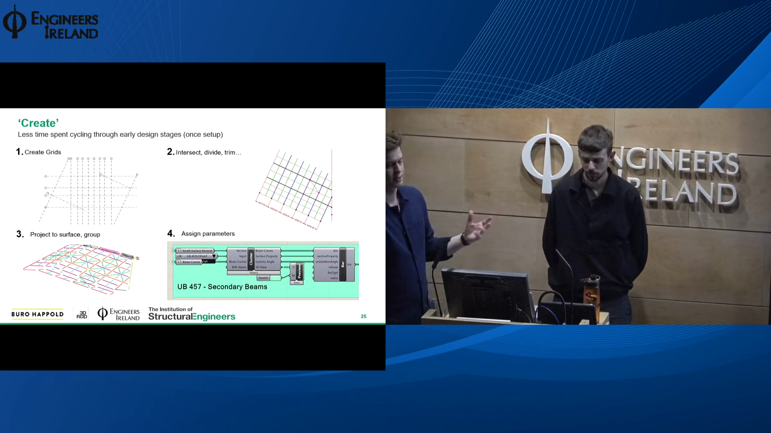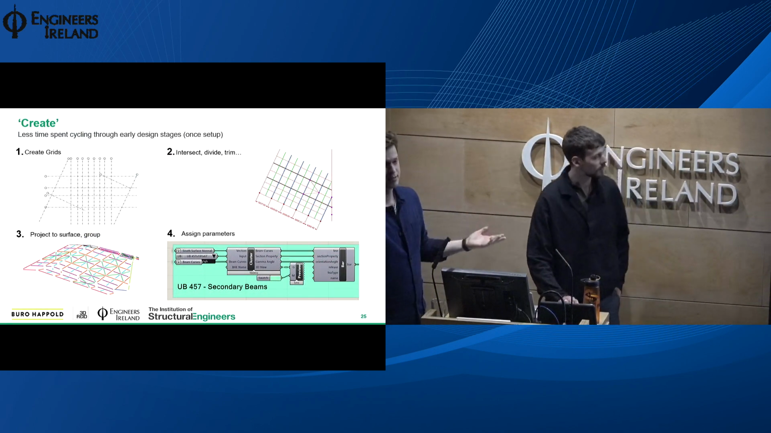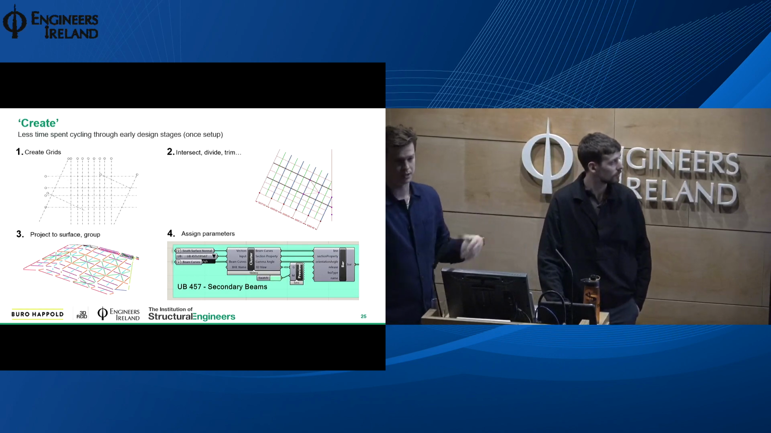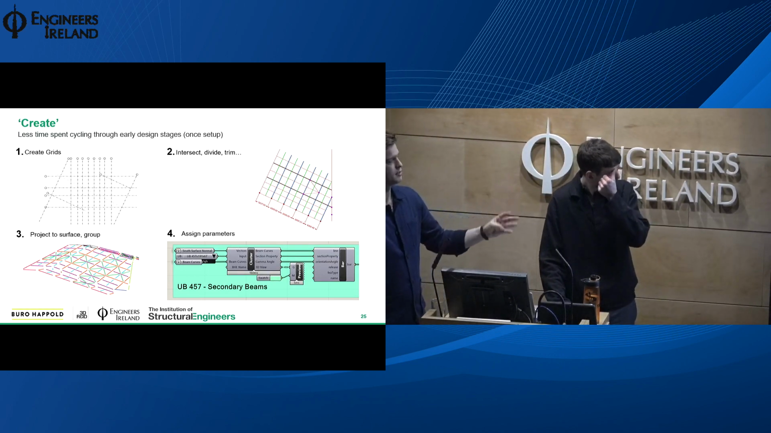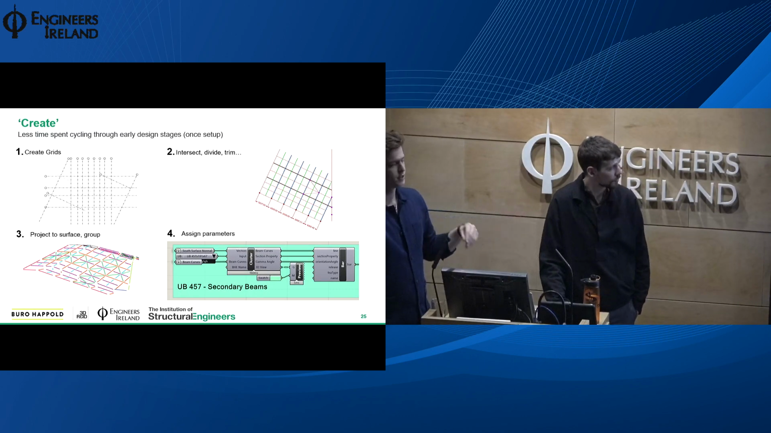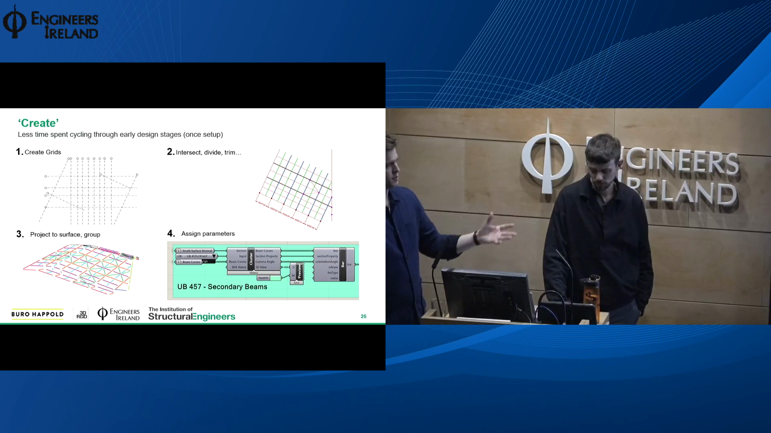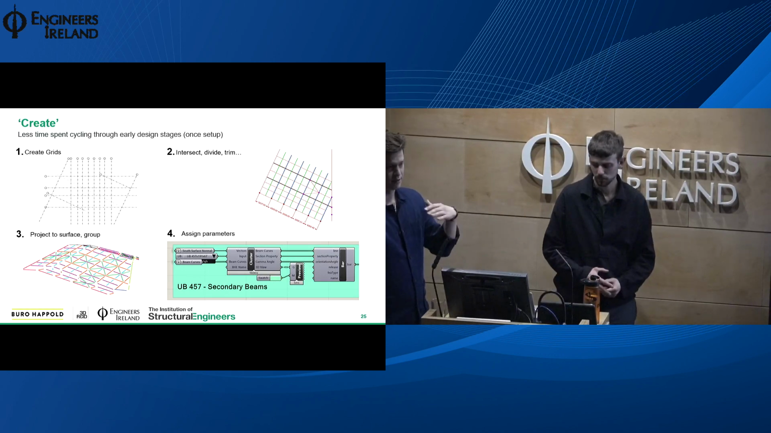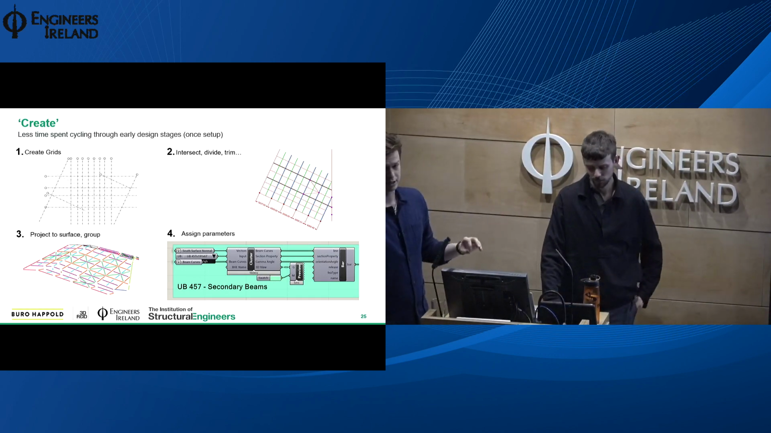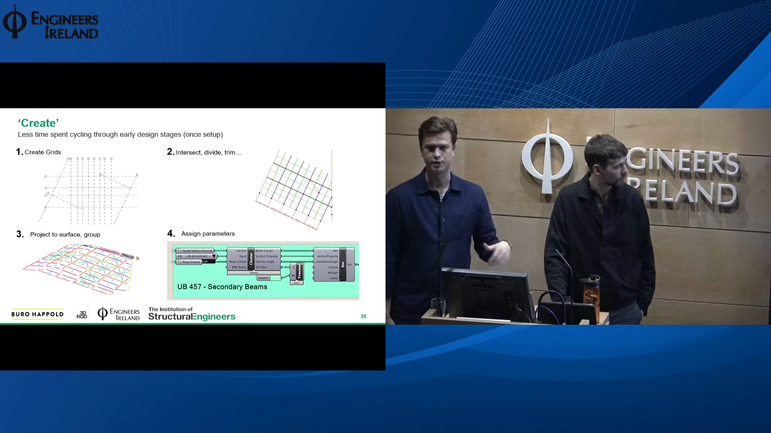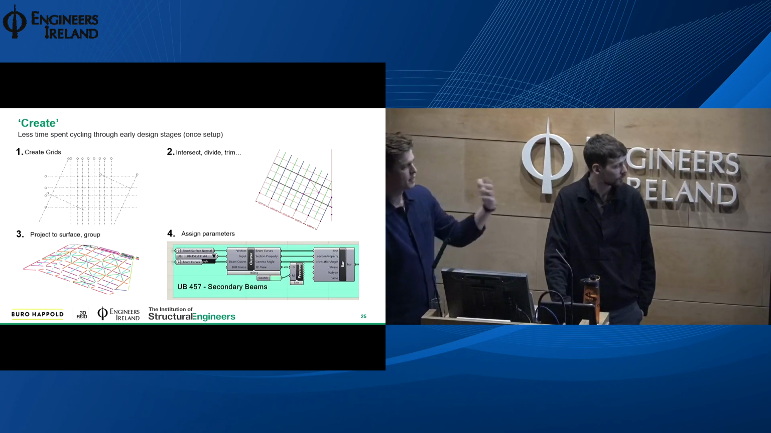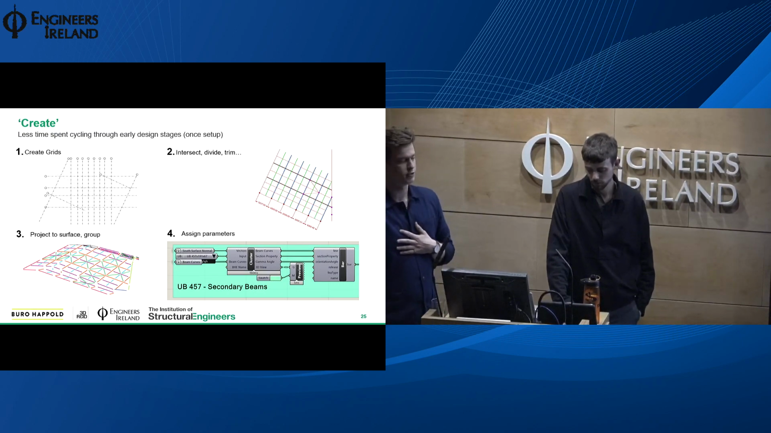So what might that look like, creating that structure? A very simple method. It's very similar to what you would do through the manual process. You're just laying it out on a canvas. I'm creating my grids. I'm then finding those intersections, trimming the lines, dividing those lines. I'll be projecting those lines up to the right level. It could be a flat surface, it could be an angular surface, and starting to group those together into primary, secondary, tertiary beams. And then that last part is actually really that new element to it. You're starting to assign the parameters that you're interested in.